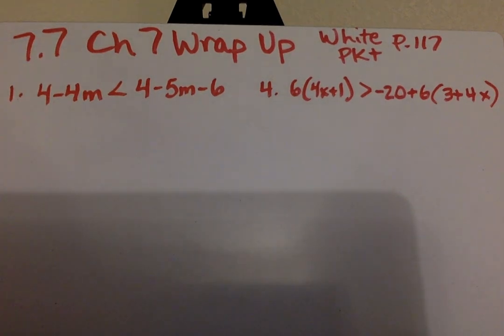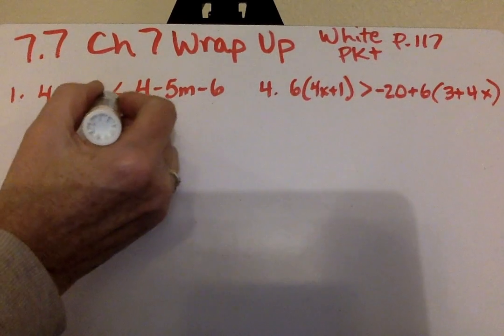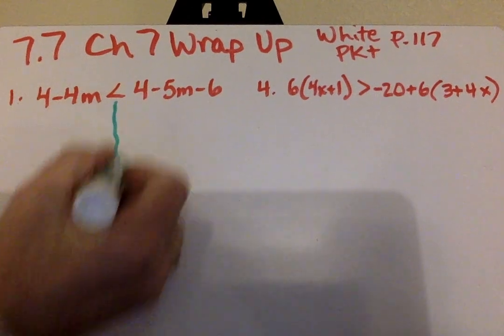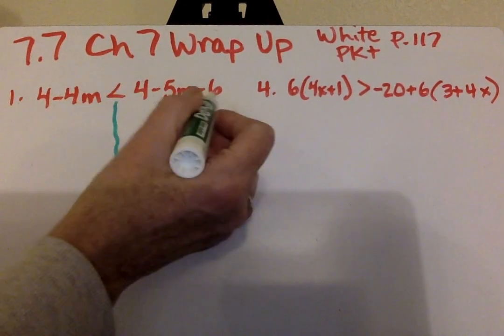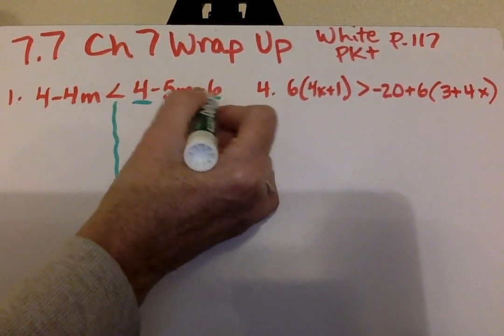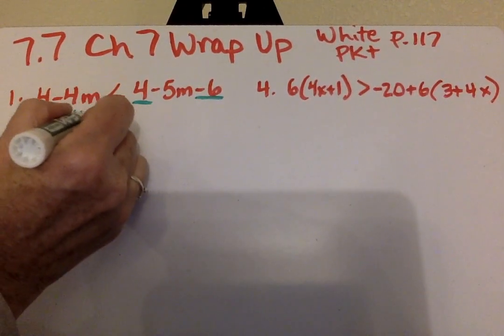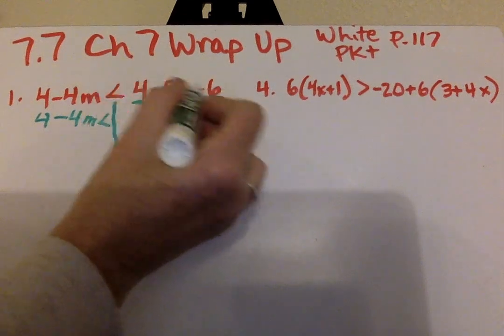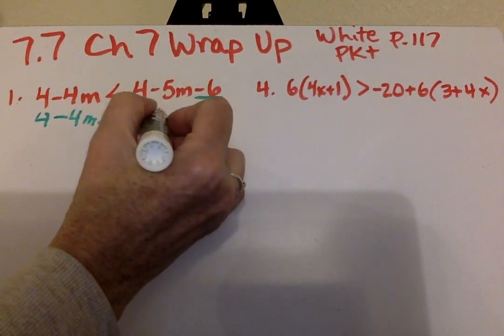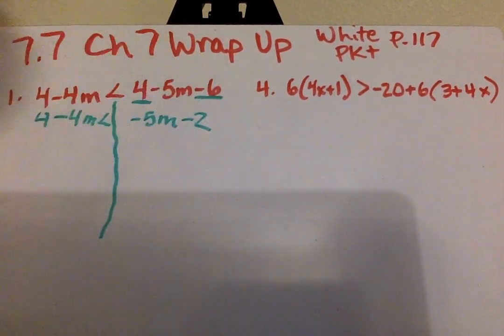First thing you want to do is combine like terms. Put a line down here. See how we have 3 terms here? We're going to combine the like terms, 4 and -6. So we can rewrite this side because we don't do anything with this side. 4 minus 6, we'll list the m first, minus 2.